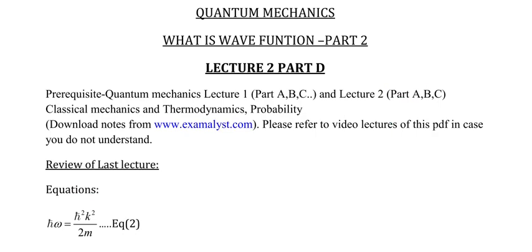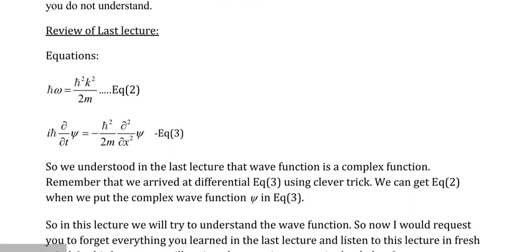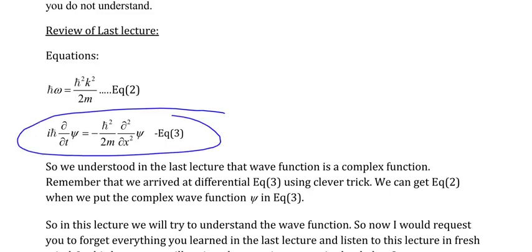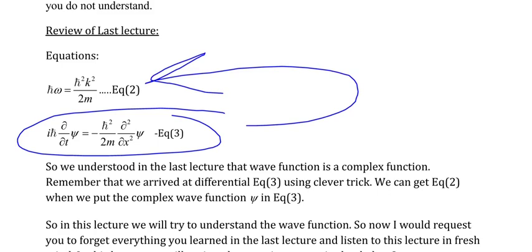And then we also studied that this equation 2 is very important, and it can also be derived from equation number 3. You can see equation number 3 here. Equation number 3 is the so-called Schrodinger equation. So what does equation number 3 do? It says let the electron be represented by wave function psi, and when you put that wave function psi in equation number 3, you get equation number 2.